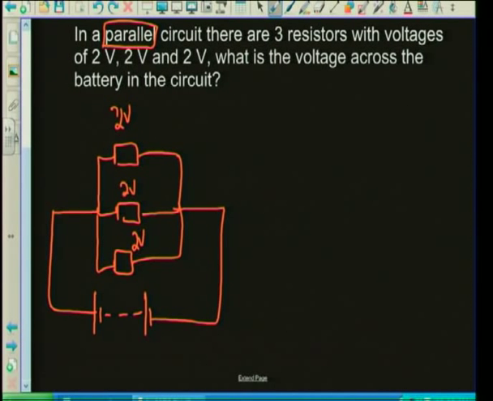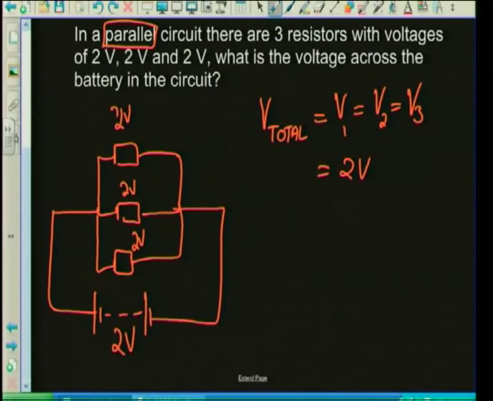Now, I'm hoping you guys are going, well, actually, that's not so bad, because this is in parallel. Parallel means that my total voltage is equal to the voltage on any one of these. So it's equal to V1, which is equal to V2, which is equal to V3, which I know I haven't named at this point, but it doesn't actually matter. It's 2 volts. It's the same everywhere. Now, this is 2 volts.